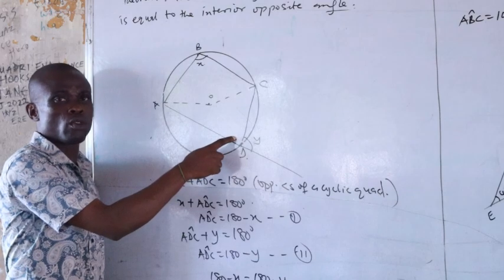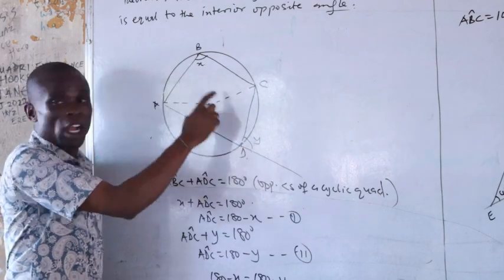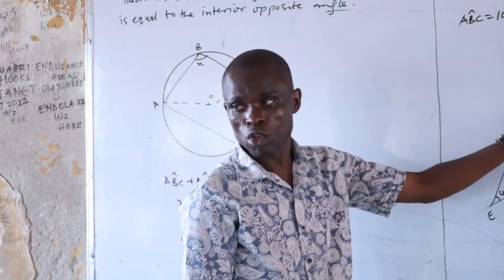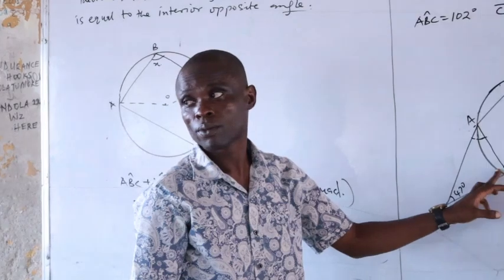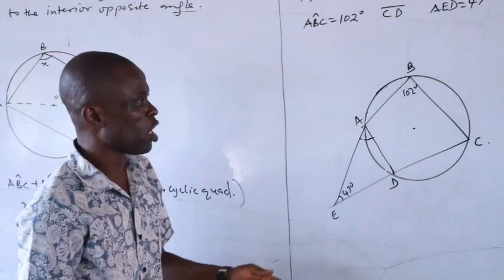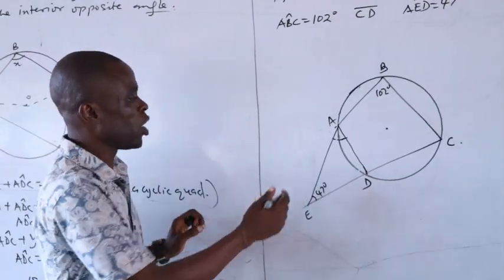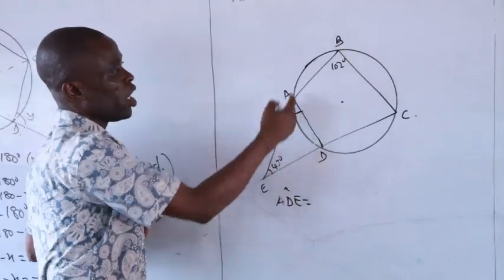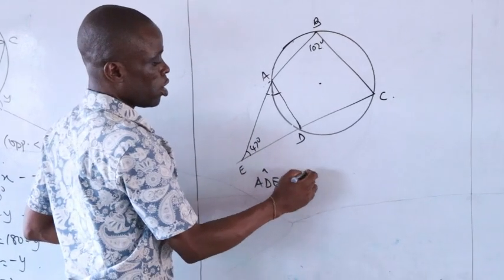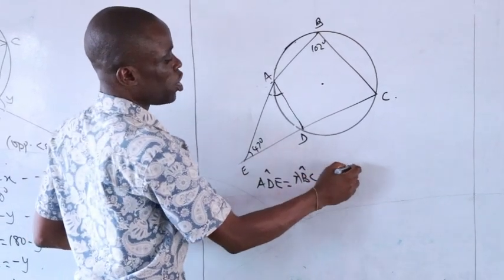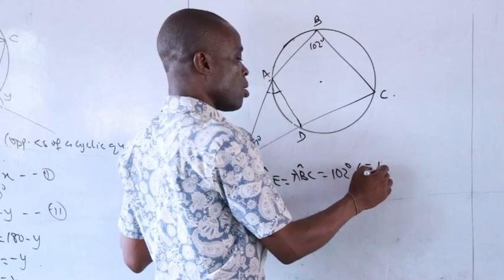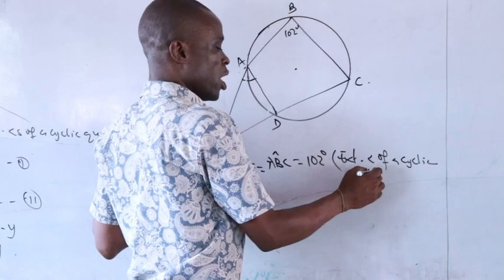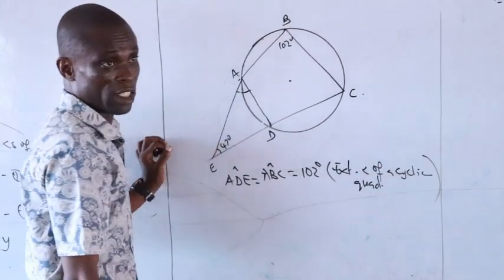Then which one is opposite to this angle? This is the angle. So these two angles are what? They are equal. So it means that if this one is 102, this is 102. So I can just skip that first theorem and say ADE is equals to ABC, which is now equals to 102 degrees. Reason: exterior angles of a cyclic quadrilateral.